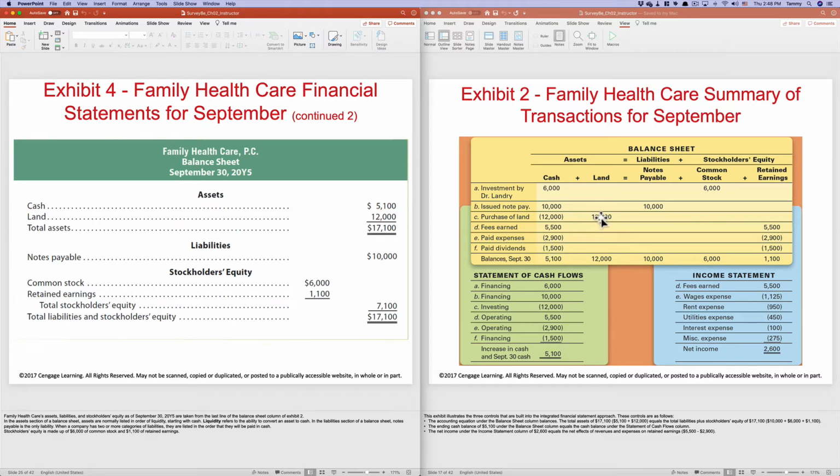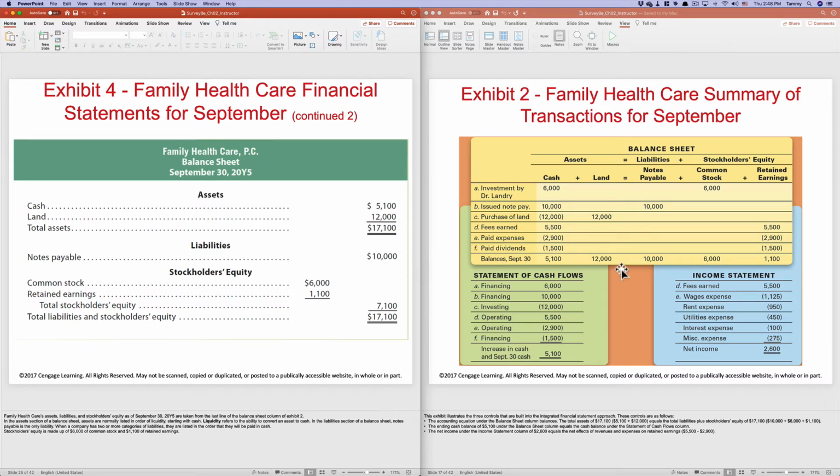And then she's got $12,000 in land, total assets then of $17,100. And then over here we just pick up the balances, right? The balances in the bottom line of each of these other accounts.